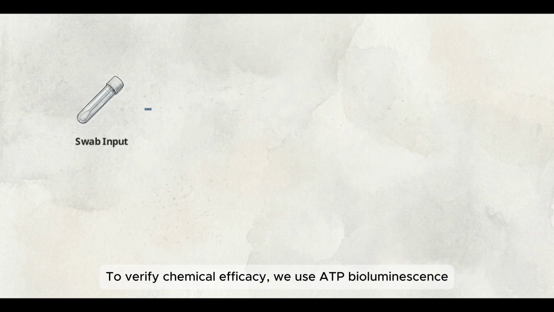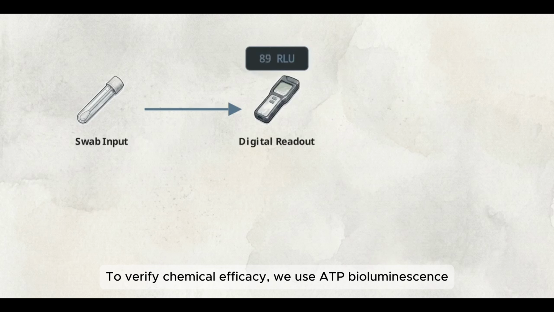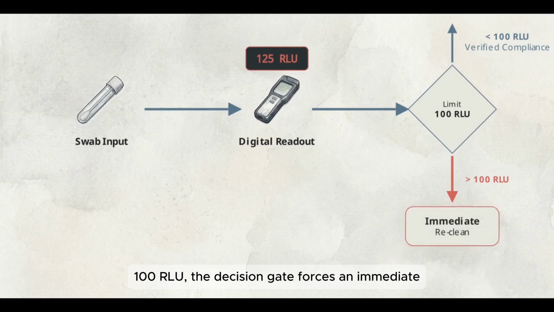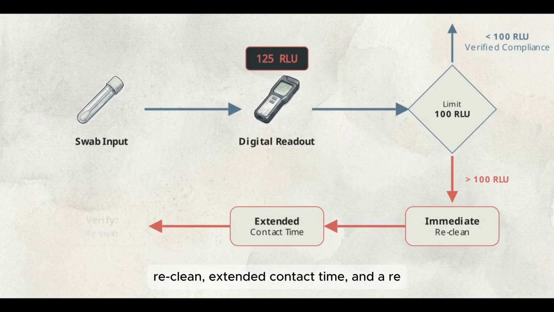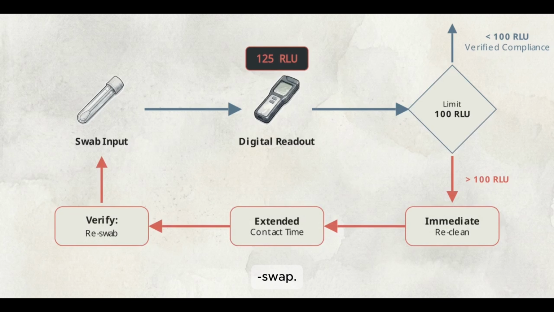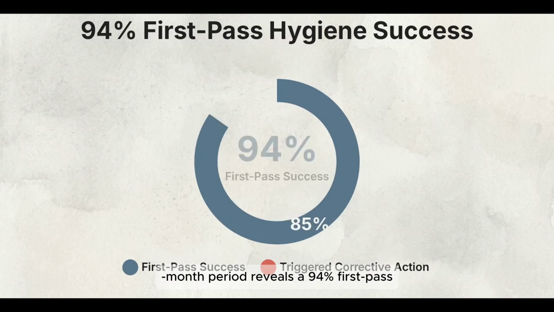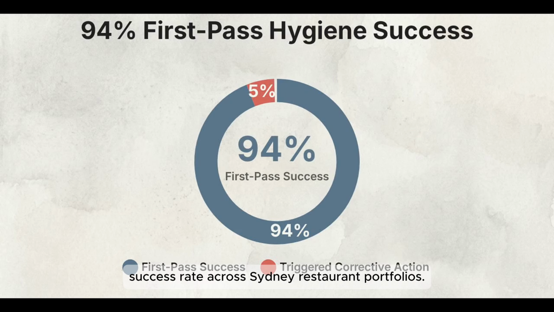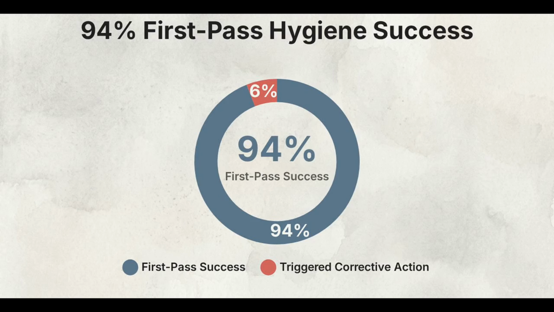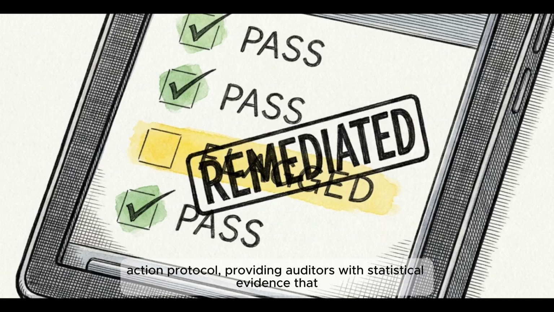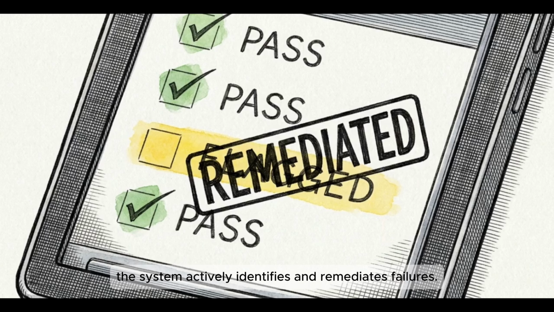To verify chemical efficacy, we use ATP bioluminescence testing to detect microscopic organic matter. If the swab returns a digital readout over 100 RLU, the decision gate forces an immediate re-clean, extended contact time, and a reswab. Aggregating 12,000 swab results over an 18-month period reveals a 94% first-pass success rate across Sydney restaurant portfolios. The remaining 6% trigger an immediate corrective action protocol, providing auditors with statistical evidence that the system actively identifies and remediates failures.